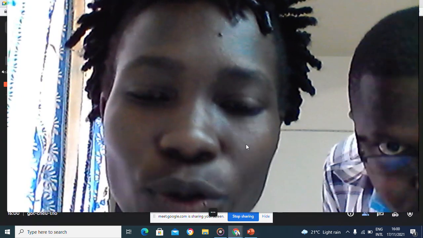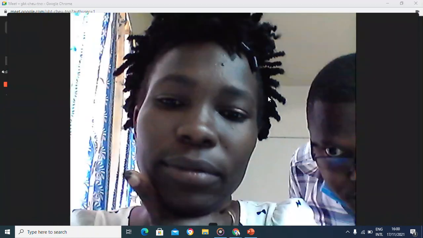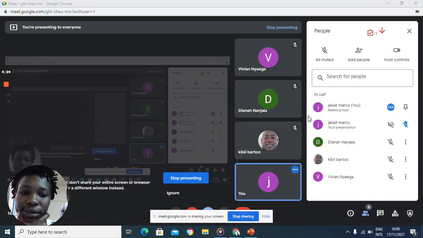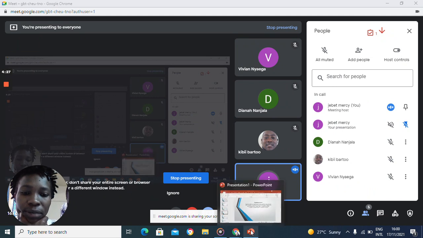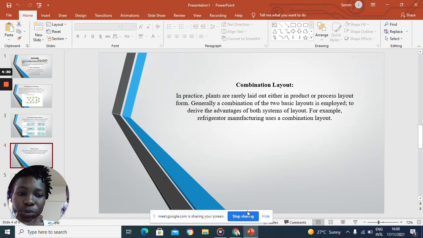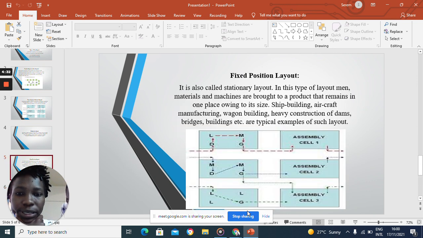So in the fixed layout, you don't change the processing. Like if you're having milk, milk will come in position 1, and then it's going to go to position number 2, and then it goes to position number 3 and then number 4 as we assemble. So in this layout, as you can see, it is going to go to that L, M, D, G, and then goes to the first assembly. So that is a fixed layout. It has all the processing processes D, L, M, and G in one cell. So we are combining everything in that one cell.